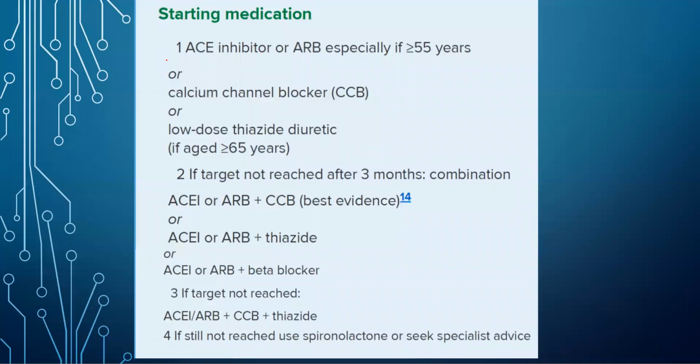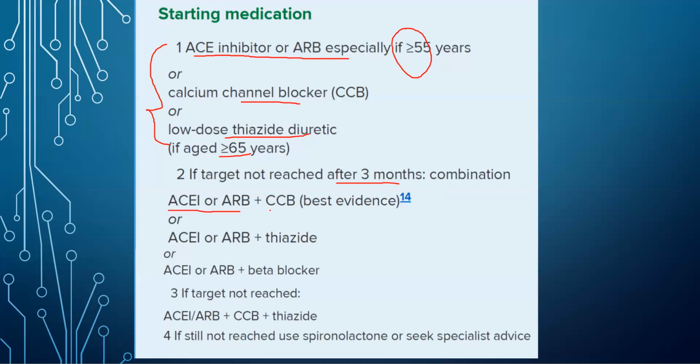Now we know when to start treatment. So what is the treatment? Very important to know this. For initial medication, you can choose any of these three. Usually ACE inhibitor or ARB, especially if the patient is more than 55 years old, or calcium channel blocker, or low dose thiazides. Usually if the patient is more than 65, diuretics is a good option. You can start any of these three initially. If you cannot get your target blood pressure after 3 months, then you can use a combination.